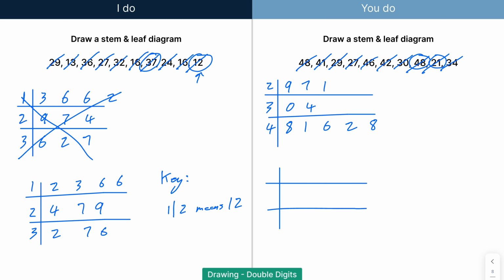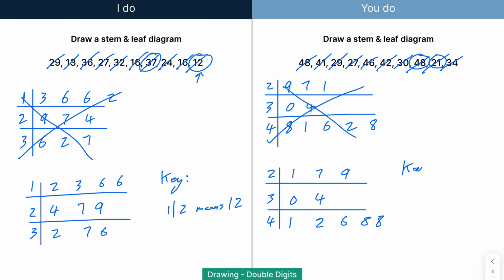The reason we don't put it in order the first time is just that it's a lot quicker and easier and less likely to make mistakes if we just do it by crossing numbers off. 0, 4, and then we have 1, 2, 6, 8, 8. So we can cross this one off. And then remember, you do need the key to get the final mark.